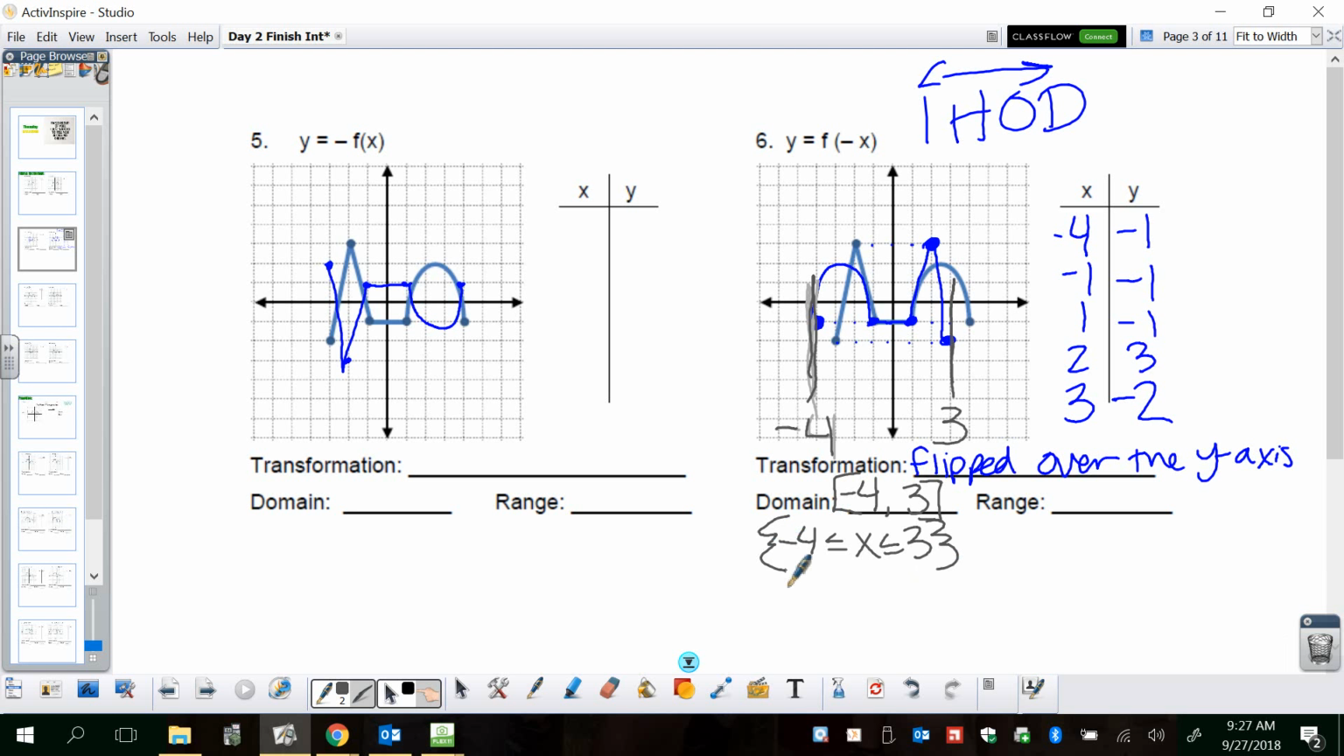Okay. What's my range? Did my range change from the original? No. It still goes down the same and it still goes up the same. It's just flipped. So it still goes down -2 and up +3.